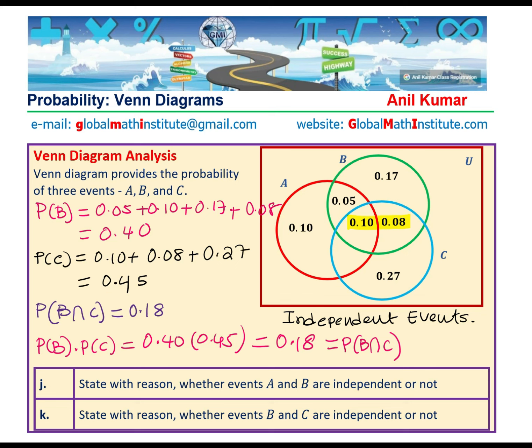So that is how you conclude that they are independent events. This process is even better: find probabilities of each event, then their intersection, and check whether the product of the probabilities is the same or not. If it is the same, as in this particular case, then the events are independent.